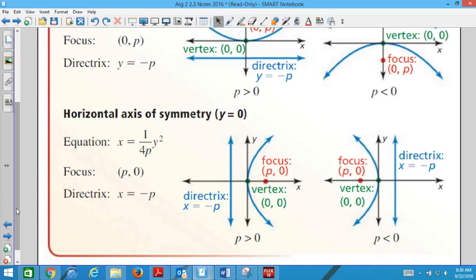And then if the p value is positive, then the focus is going to be to the right. The parabola is going to open to the right. If it's negative, it's going to open to the left.